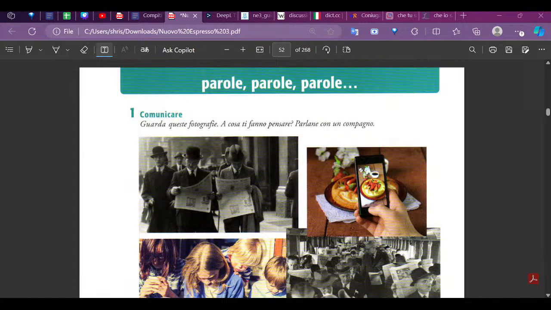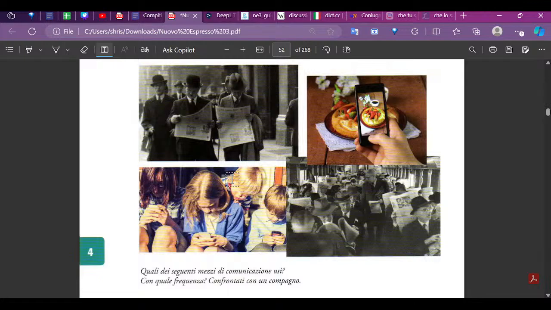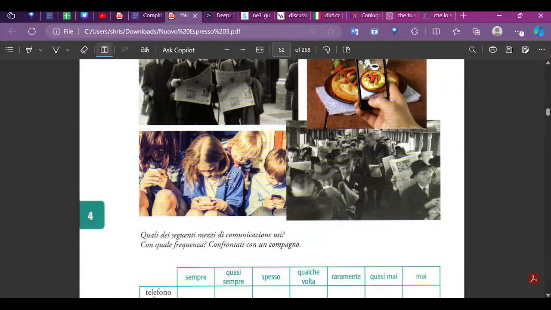Comunicare. Okay, what does it say here? Guarda queste fotografie. A cosa ti fanno pensare? Parlane con un compagno. Look at these pictures. What do they make you think of? And talk with a friend. This is a warm-up exercise.